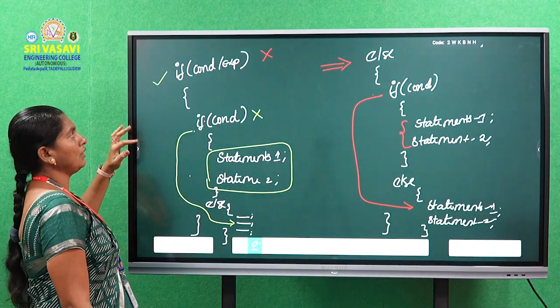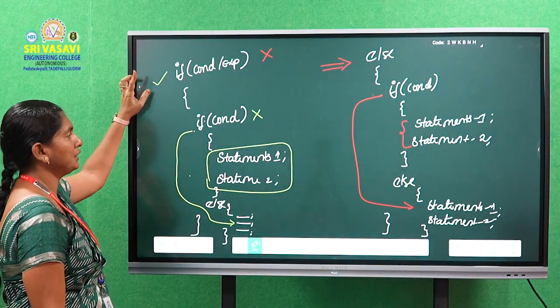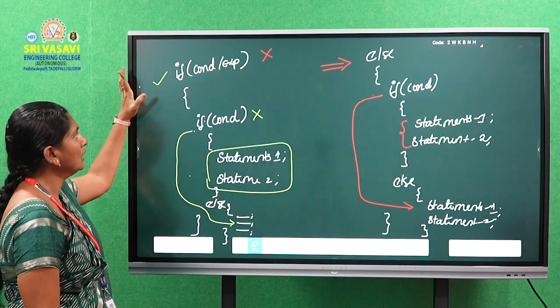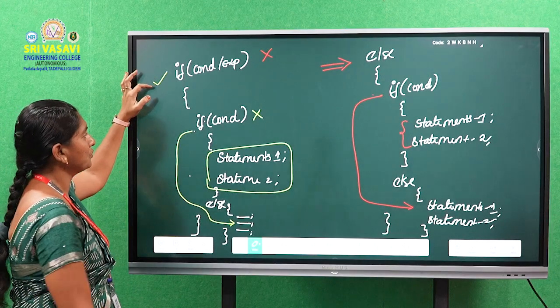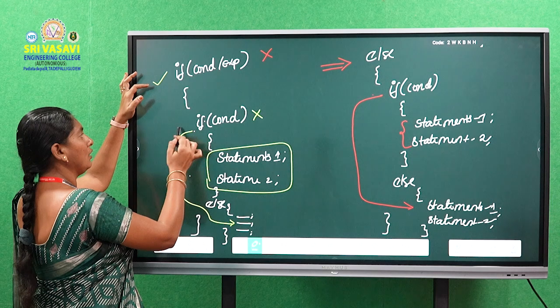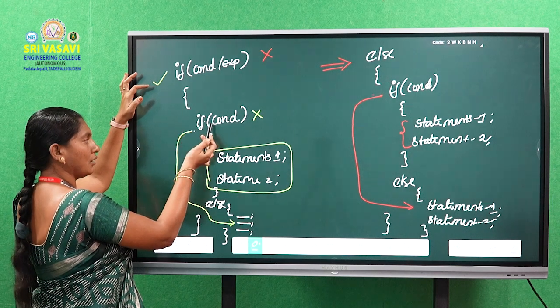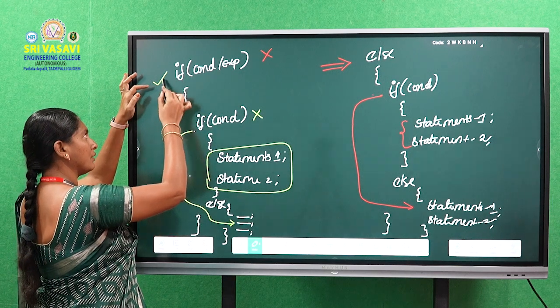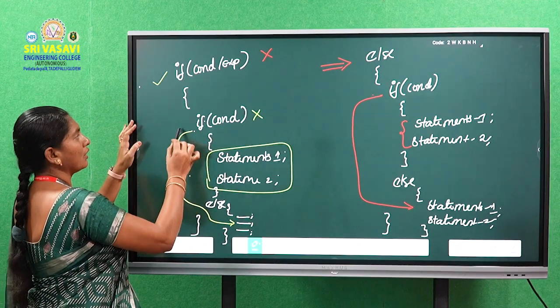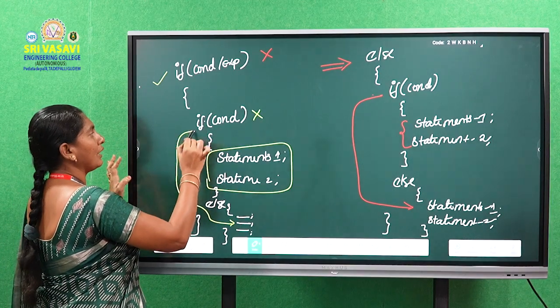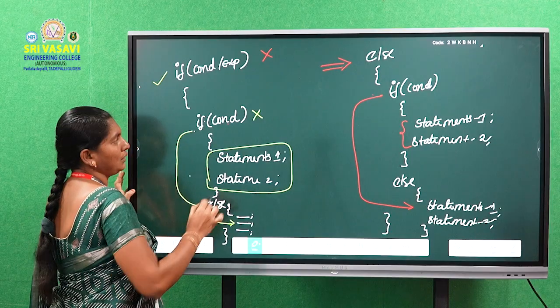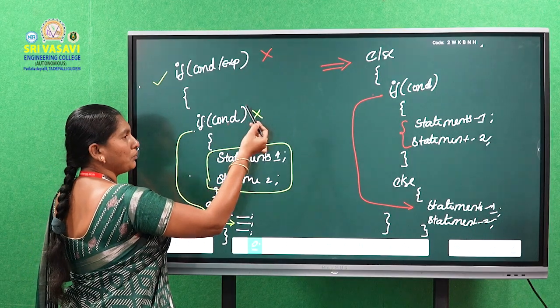Here, in how many ways are we checking? Initially we are checking one condition. If that first condition is true, we enter into the nested if, that means the if statement inside this if block. Here we will execute again based on this condition. The condition may be true or false.